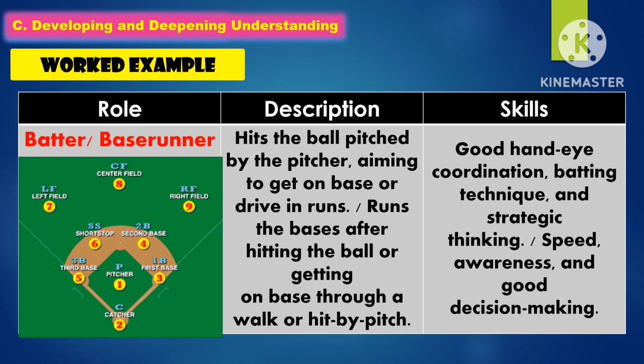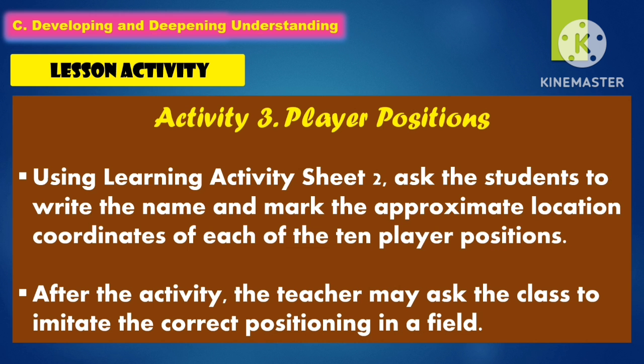Another role in softball is the batter or the base runner. For the description, it hits the ball pitched by the pitcher, aiming to get on base or drive in runs. It runs the bases after hitting the ball or getting on base through a walk or hit by pitch. And the skills needed are good hand-eye coordination, batting technique, strategic thinking, speed, awareness, and good decision making.